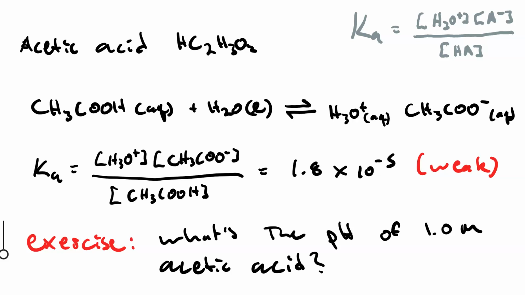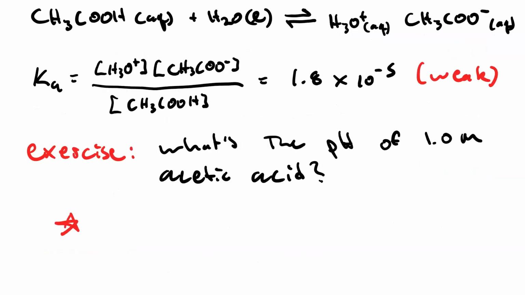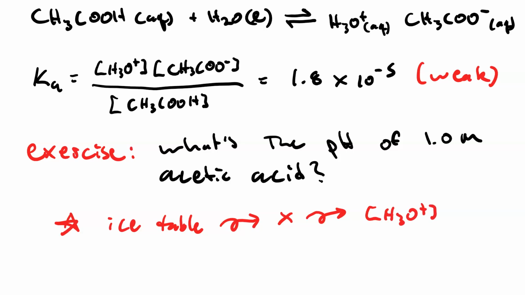So we're going to use this information to do this exercise. What's the pH of 1.0 molar acetic acid? So we're going to make an ICE table, solve it for x, and that'll be the concentration of hydronium. And so the pH will just equal the negative log of x.